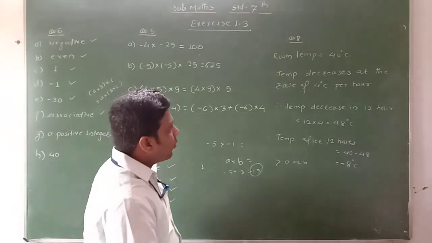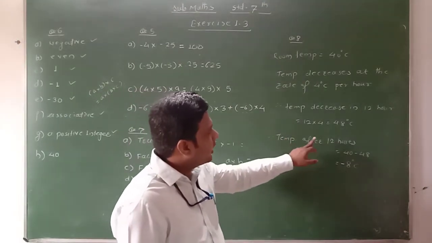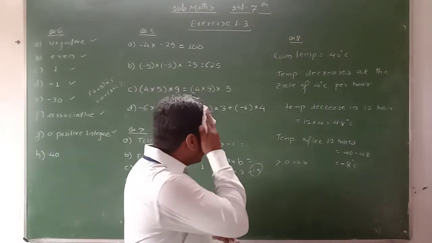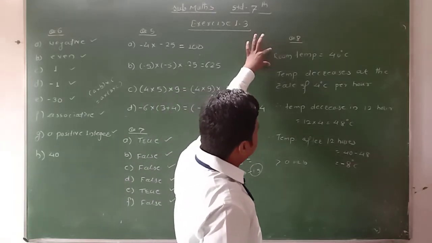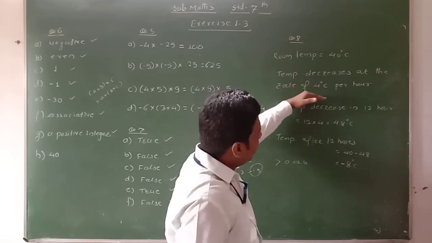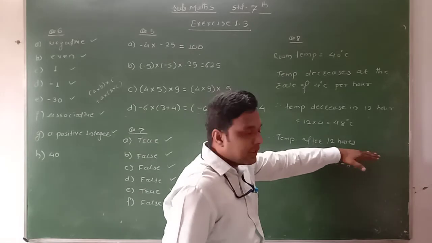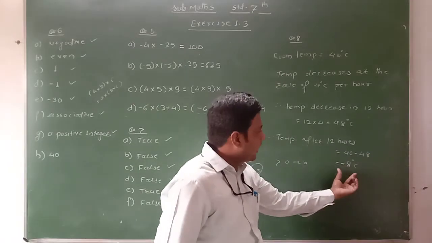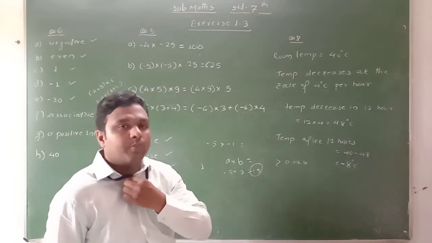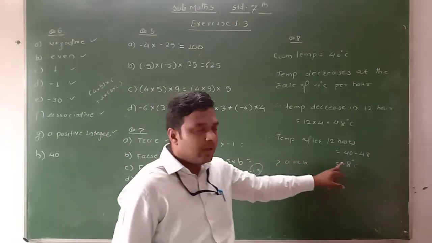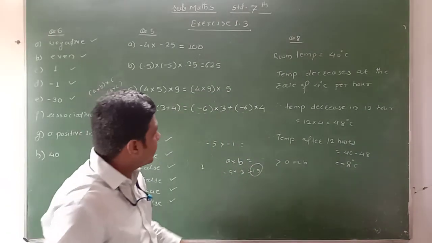Therefore, what is the temperature after 12 hours? The temperature of the room is 40 degrees Celsius, and after 12 hours it has decreased by 48 degrees Celsius. Therefore 40 minus 48, and here we get minus 8 degrees Celsius. So after 12 hours the temperature of the room becomes minus 8 degrees Celsius. I hope, students, you understand this question.